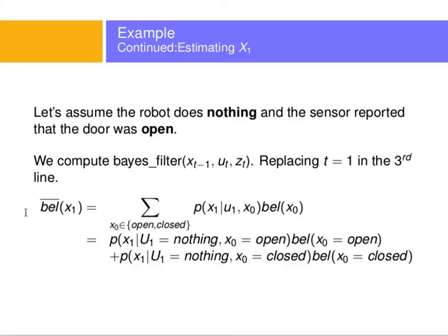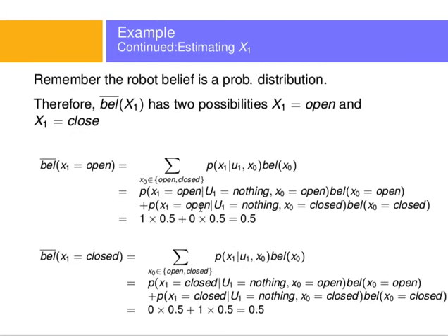Okay, so we're going to do the summation. I kind of told you where we're going to get these numbers, and they turn out to be the following. So this is going to be 1 times 0.5 plus 0 times 0.5, that's equal to 0.5 for open. And for closed, doing the same thing, we'll also get 0.5.